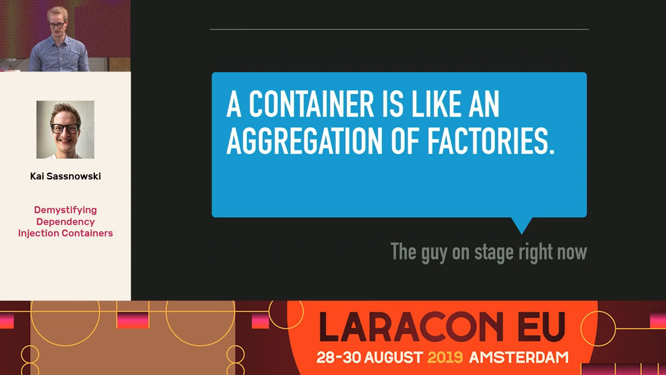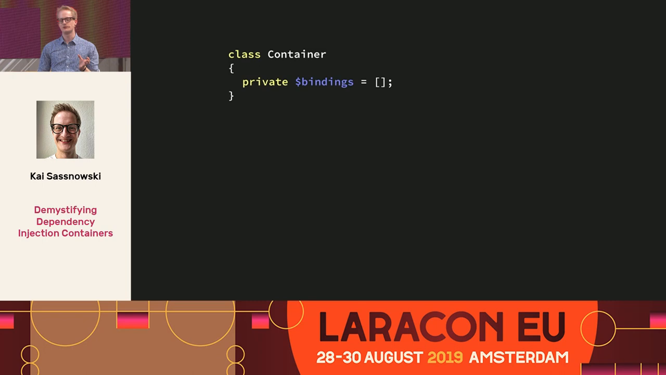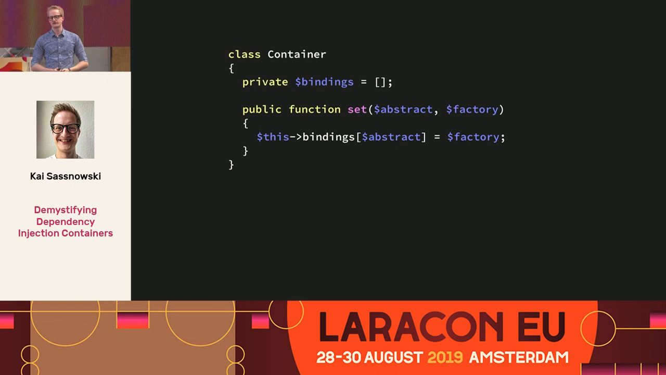So if you want to create a container, we need a place to store these bindings. Let's create an empty array, call it bindings, and then we need a way to register one of these factories into the container. So let's add a method called set that takes two parameters: the abstract, which is the thing that we're trying to get back later, the class of which we want an instance later. And secondly, the factory, and I've added a type in to just make it really explicit. This is just something that when I call it, will give me back an instance of whatever abstract is. And then we simply set it into this bindings array, with the abstract being the key. And abstract is most likely going to be the fully qualified name of whatever class you're trying to later resolve. So this is just like array operations.